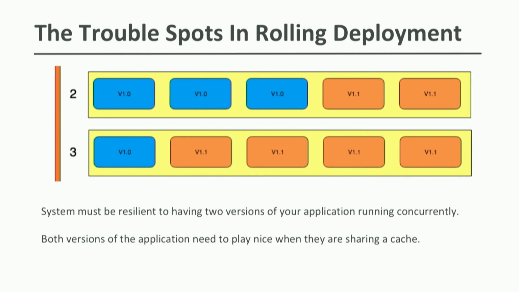When you have two versions of your application that are concurrently running in your environment and they're sharing the same cache, you will run into some really interesting errors. Again, I'm going to get into this in the next part of the talk: some of the problems you run into and then how we ended up solving them.